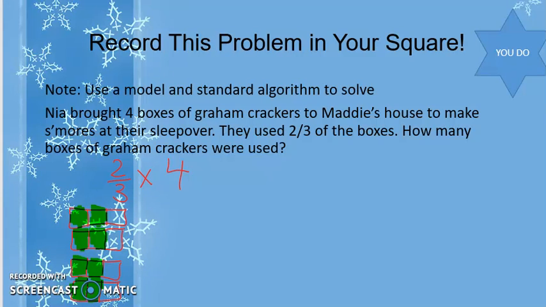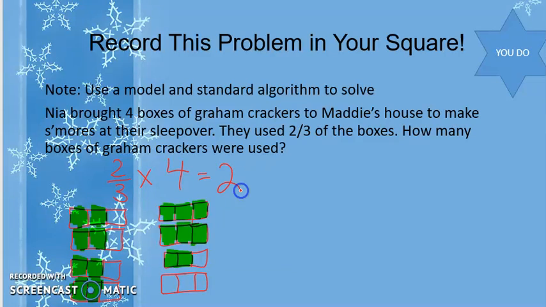And then we would have made our 4 boxes again and broken them into thirds. And remember, I'm doing this quickly, so that's not super even. And we want to see how many full boxes we can fill up. So we have 1, 2, 3, 4, 5, 6, 7, 8 in total. So we know that 2/3 of these 4 boxes would be 2, and 2/3 left over. So the amount of boxes of graham crackers that were used is 2 2/3 boxes.